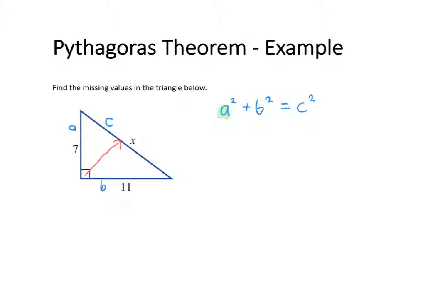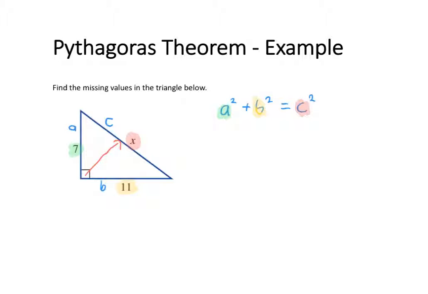So instead of writing A, I'm going to go to my side of my triangle and see that A is 7 and substitute 7 for A. Instead of writing B, I'm going to go to my triangle, find my B side, and its value is 11, and I'll substitute 11 in instead of B. And for this question, my C value, my hypotenuse, I've been provided with X. So I can change C to X.